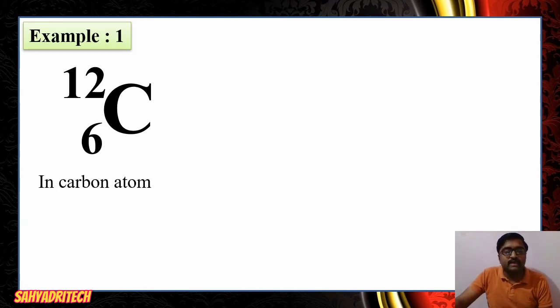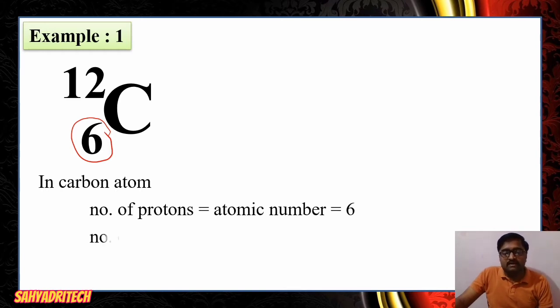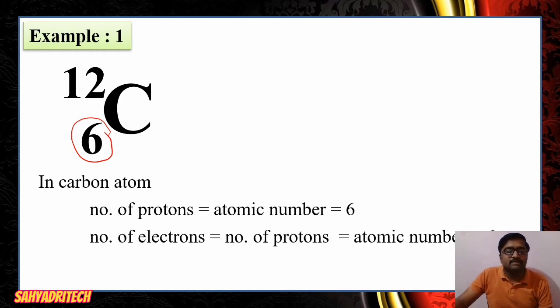Now we can say atomic number itself, that is 6. Atomic number itself indicates the number of protons as well as the number of electrons. Therefore we are saying the number of protons is nothing but the atomic number itself, that is 6. And what about the number of electrons? Number of electrons is also 6.